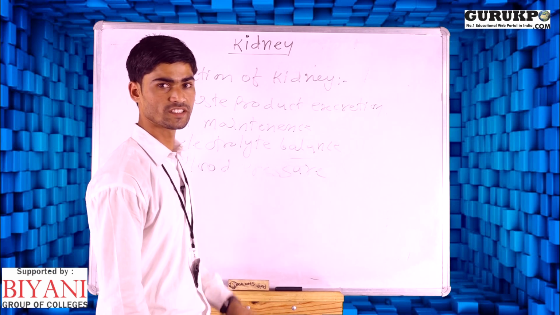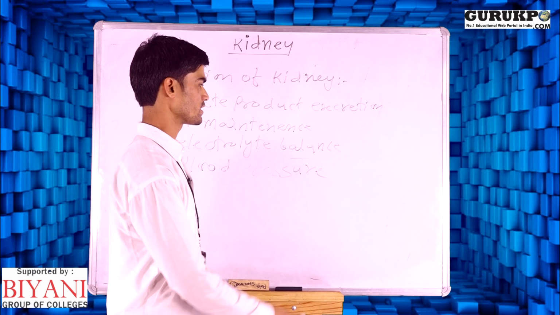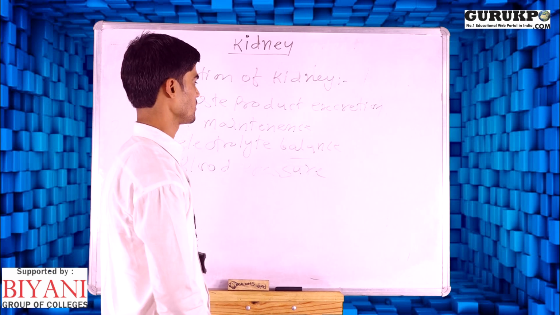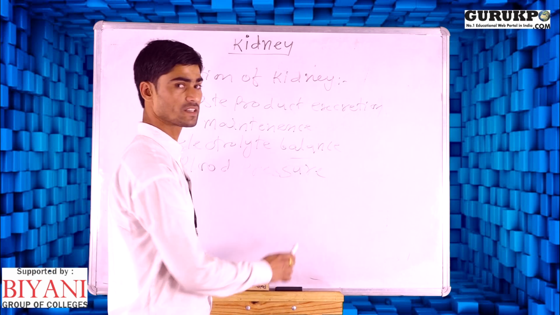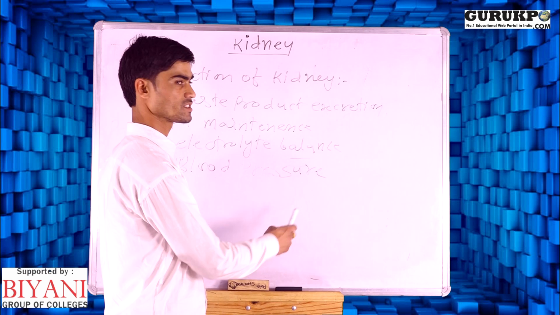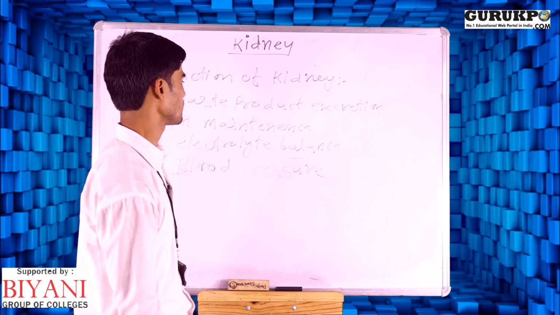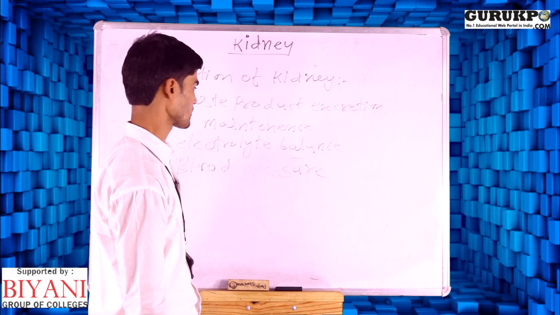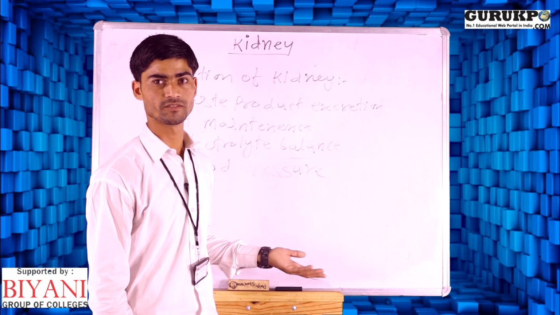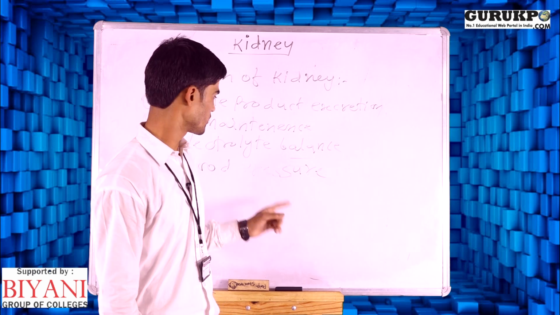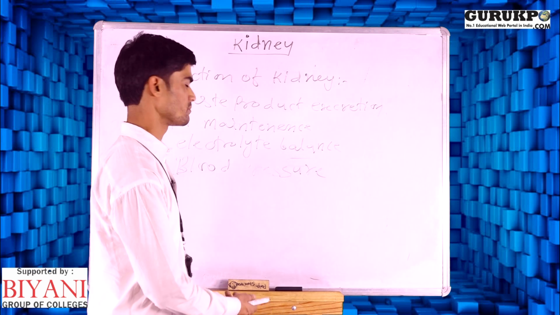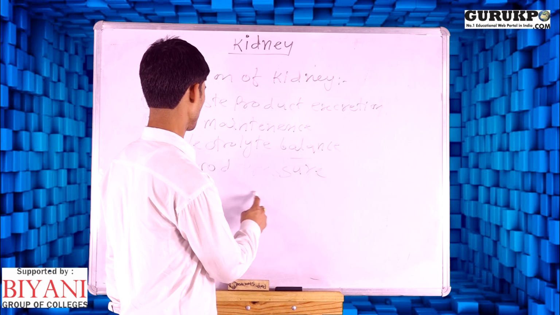Next one is erythropoietin secretion. Erythropoietin is the hormone that stimulates the RBC formation in the red bone marrow, but it is secreted by the kidney by the juxtaglomerular apparatus, found in the afferent arteriole. If the blood supply or oxygen supply is decreased in the kidney, then the juxtaglomerular apparatus is stimulated and secretes the erythropoietin that forms the blood.